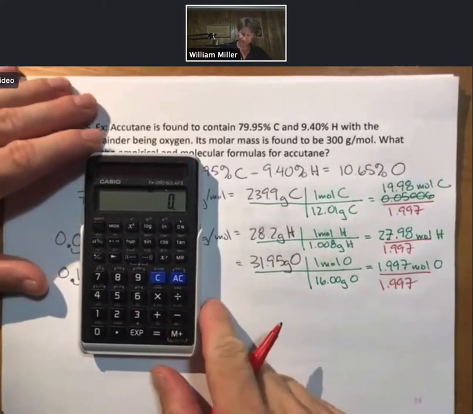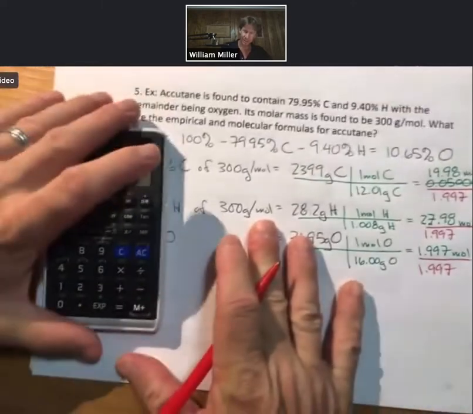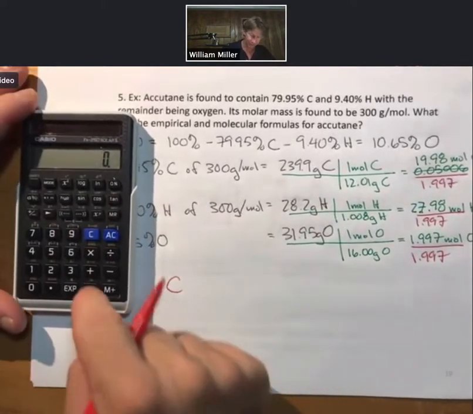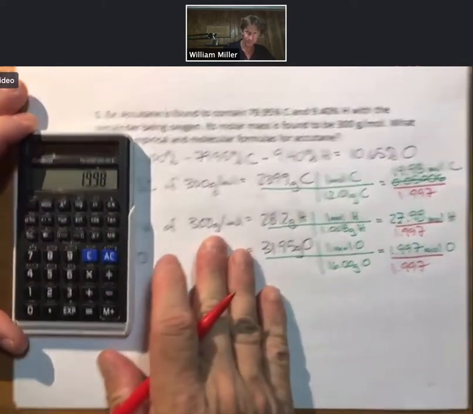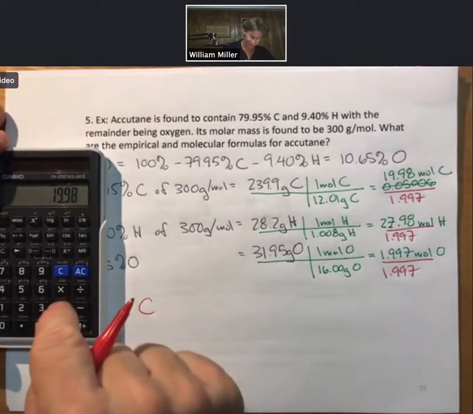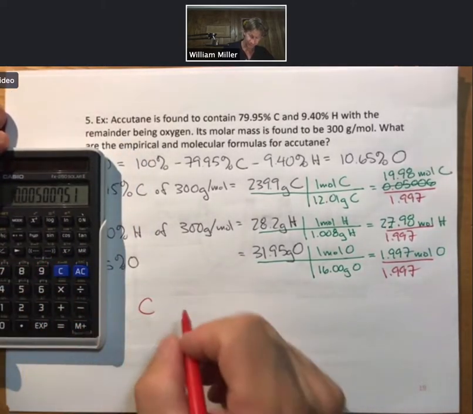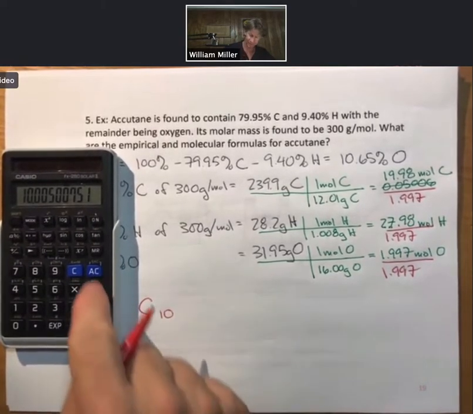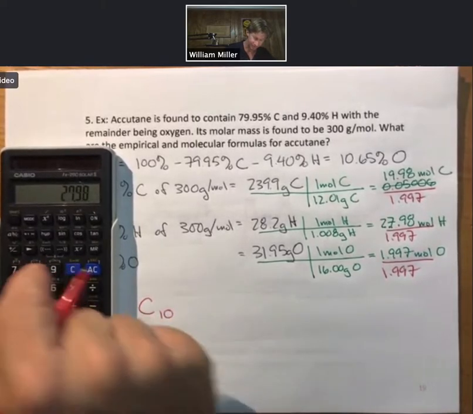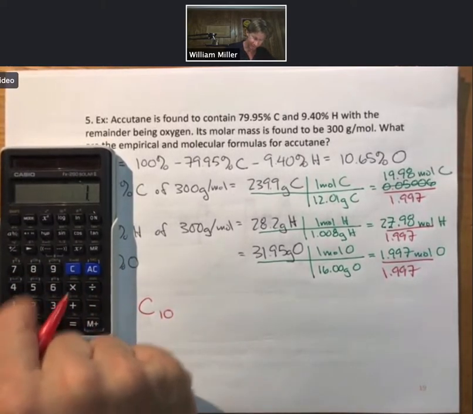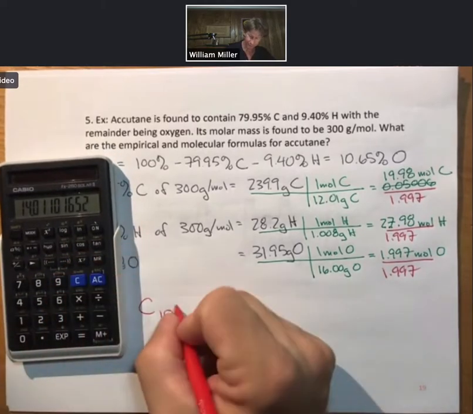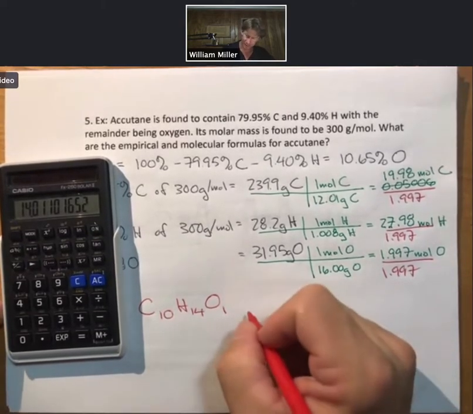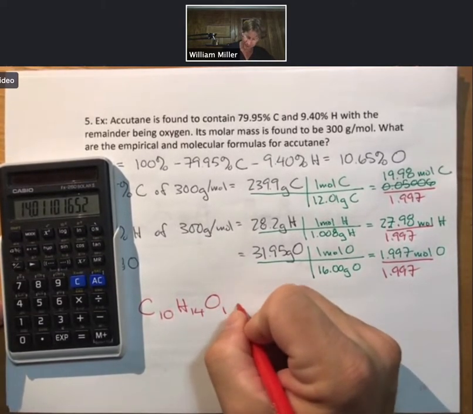And we get, oh, this one's going to be one. I'll keep track of my work down here now. C: 19.98 divided by 1.997. I'm going to call that a 10. It says 10.005. H: 27.98 divided by 1.997, 14.01. H14. O1. That is now the smallest whole numbers.